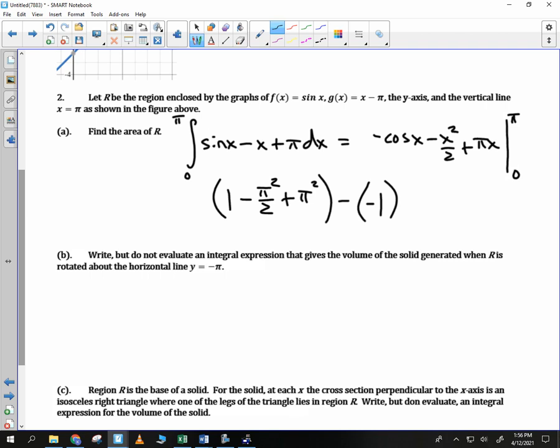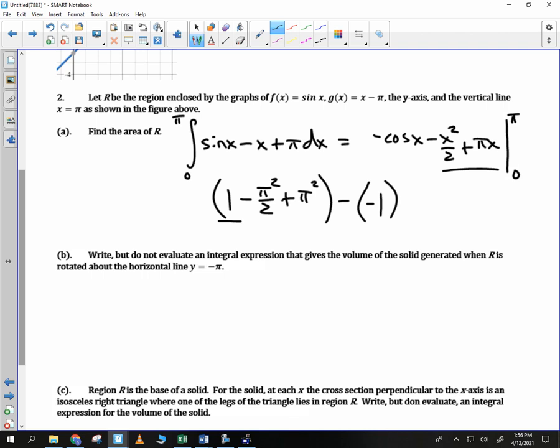The antiderivative of sine is negative cosine. The antiderivative of x is x squared over 2. And then the antiderivative of pi is pi x. If you plug in pi, the cosine of pi, anybody remember? -1, and then it's negative, so you make it +1. Plug in the pi, you get pi squared over 2, and then plug in pi here, and you get pi squared again. If you plug in 0, the second two pieces are going to turn to 0, but anybody know the cosine of 0? It is going to be 1, and then you make it negative, so -1.